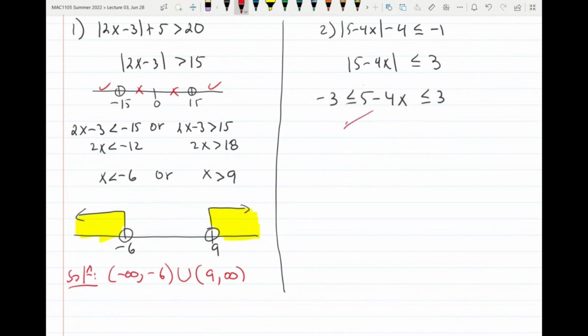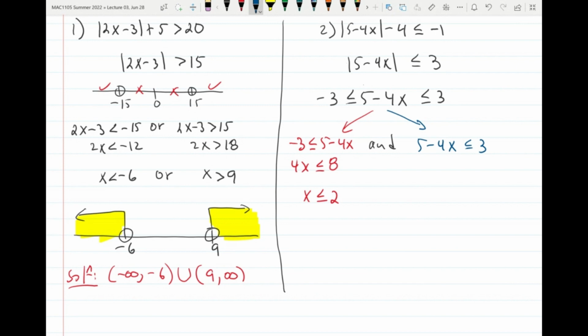So from here, I'm gonna get 2 inequalities. The first one is negative 3 less than or equal to 5 minus 4x. And that word "and" is very important. 5 minus 4x less than or equal to 3. Okay, so let's solve. I'm gonna move the 4x to the left and the negative 3 to the right. So I'm gonna have 4x less than or equal to 8. So x less than or equal to 2.